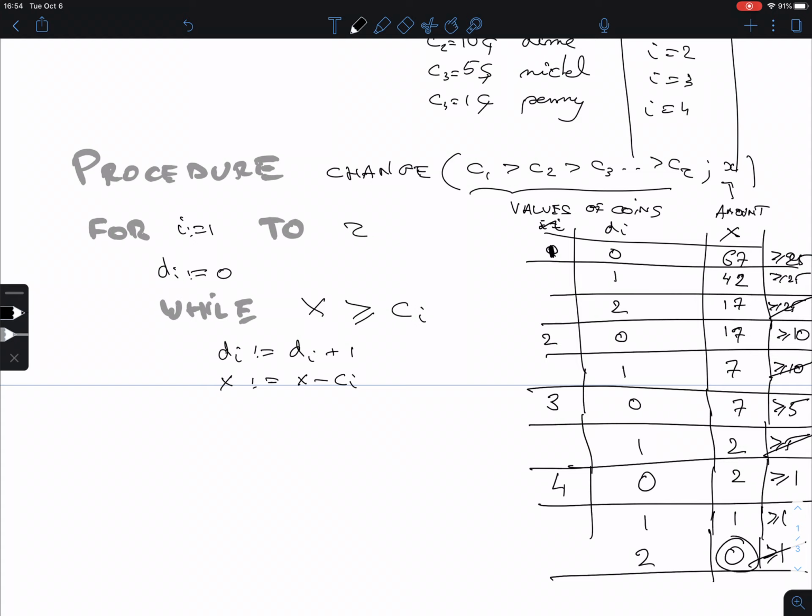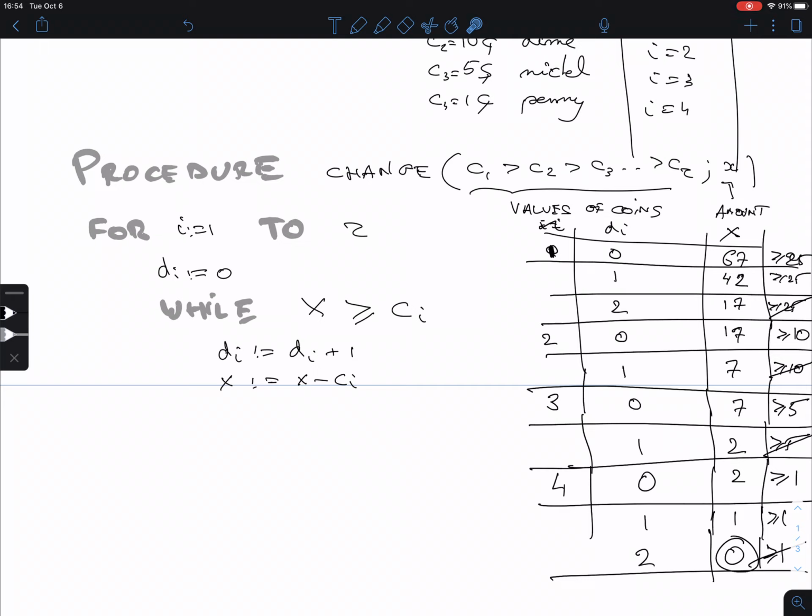So this algorithm gives all the correct answers in this case, right? So what is the conclusion? We need 2 quarters, 1 dime, 1 nickel, and 2 pennies. And you can verify that is correct. And also, and this is more amazing, this actually is the best solution.